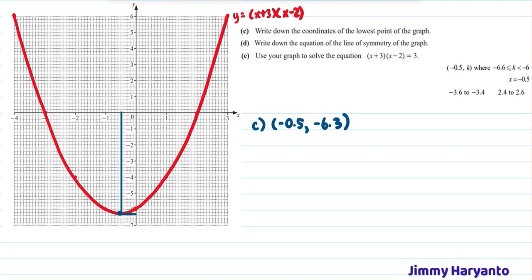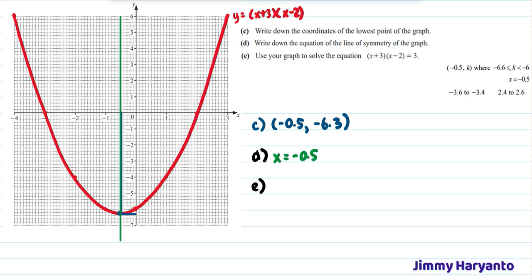Okay, next is D. Write down the equation of the line of symmetry. The line of symmetry is this one, the line that divides the curve into two equal parts. That means the equation of the line will be x equals negative 0.5.